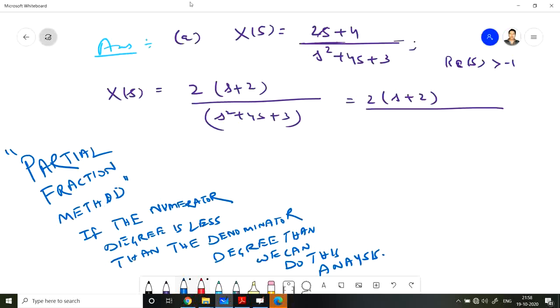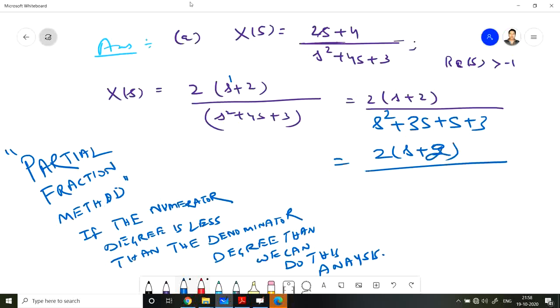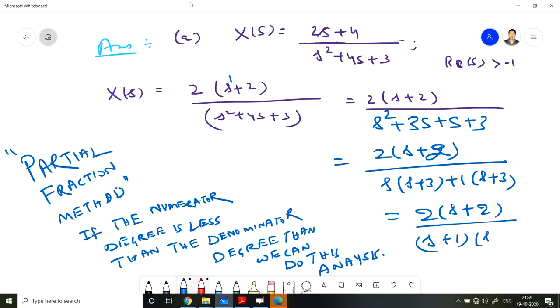Right now the highest degree for the numerator is 1, and the highest degree for the denominator is 2, s square here, so there is no problem, we can directly write it in terms of partial fractions. Here s square plus 4s plus 3 can be written as s square plus 3s plus s plus 3, so it is equal to twice (s plus 2) divided by (s plus 3) times (s plus 1).